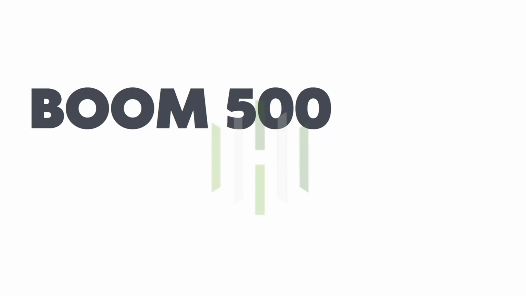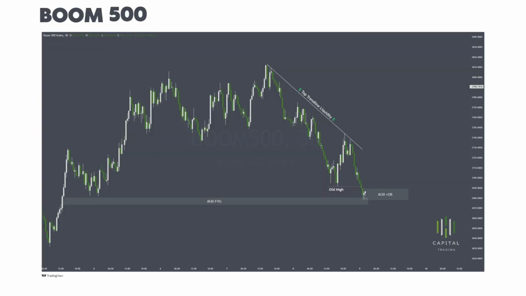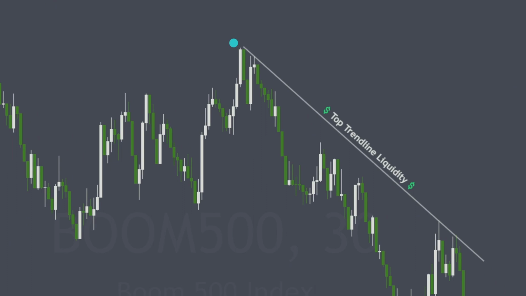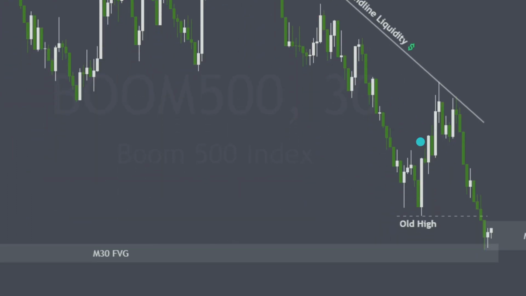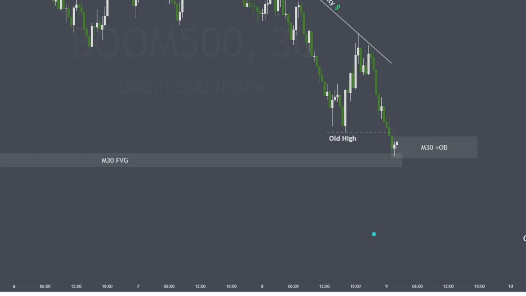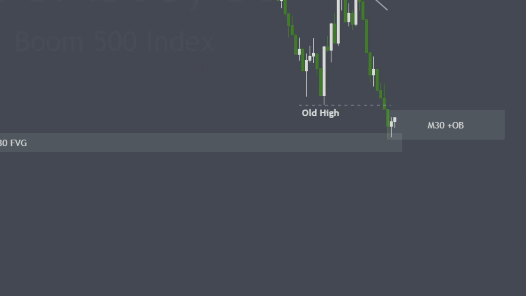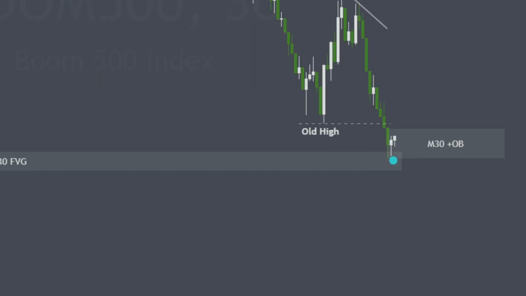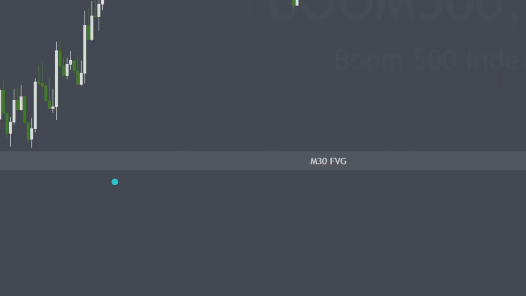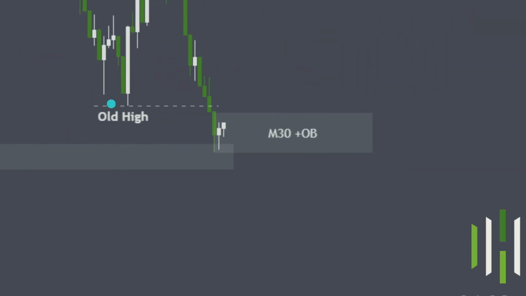Now let's jump into the Boom 500 chart. That's our first chart, first of 3. So what price did is, price was dropping to the downside, has been continuously dropping, and this chart was found on the 9th of June. So what price did is, it dropped to the downside, and it looks like it was aiming for this fair value gap here after taking out these 2 equal lows. So price did react on this.